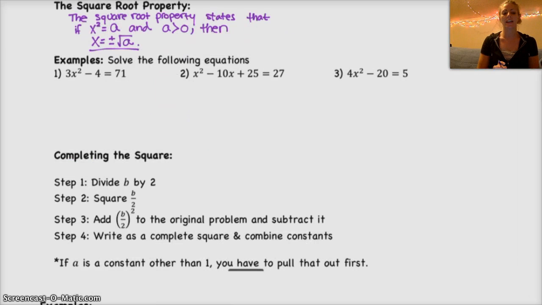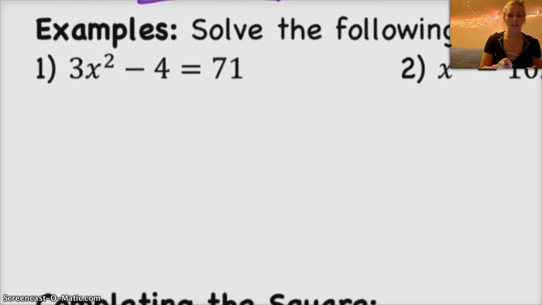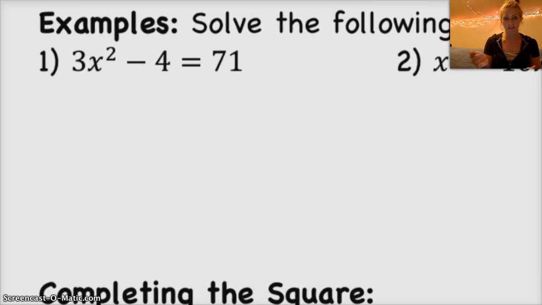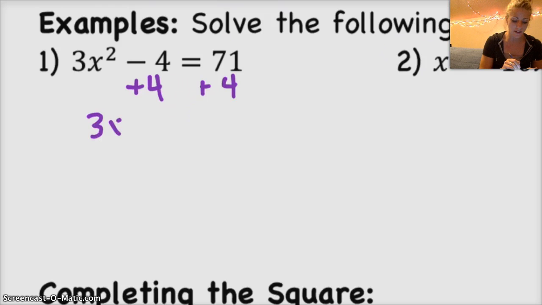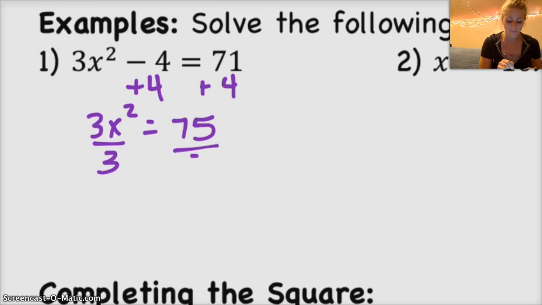Example 1: 3x squared minus 4 equals 71. I'm going to blow this up a little bit. If you have a problem like this, I can add 4 to both sides. I get 3x squared equals 75. Divide both sides by 3. The idea is you want to isolate the variable, so you pretend that x squared is just x by itself and solve it like you would normally.